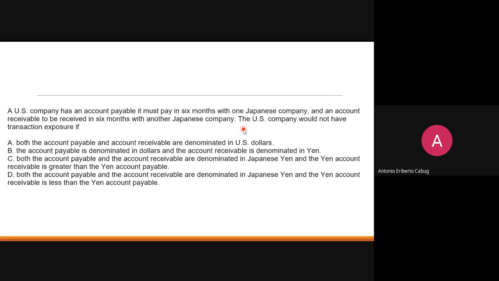A US company has an account payable it must pay in 6 months to one Japanese company, and an account receivable to be received in 6 months from another Japanese company. The US company would not be exposed to foreign exchange risk if, is the answer A, B, C, or D? Go.